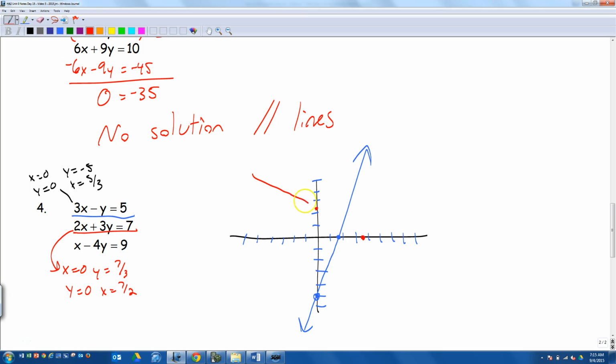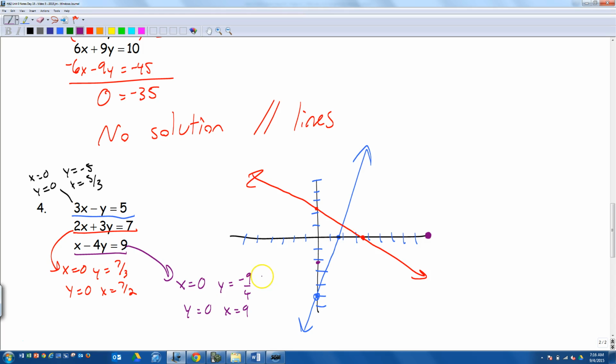And finally, and again, this is all just quick graphs that we did before with standard form. This third line, when x equals 0, y equals -9/4, and when y equals 0, x equals 9. Alright, so 1, 2, 3, 4, 5, 6, 7, 8, 9. And then -9/4, so 1, 2, and 1/4.